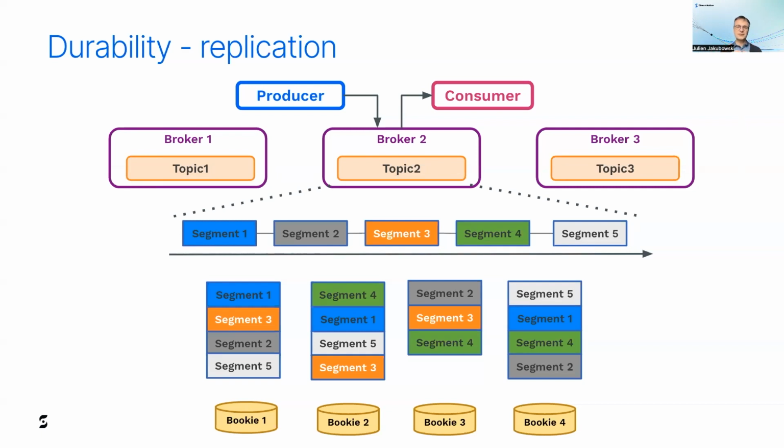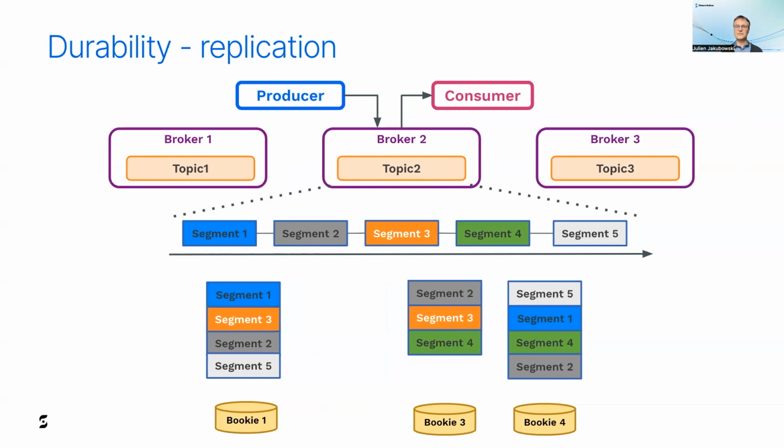It's important to note that this storage model is completely different from the Kafka storage model, which is a partition-based model. Here you have a replication factor of 3, so every segment is replicated on 3 different bookie nodes. So if I kill one bookie, here the bookie 2, I still have all the segments in the other bookies, so I haven't lost any data.